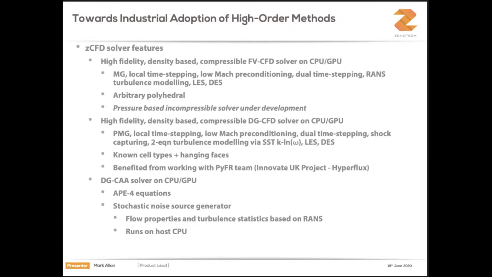Our DG solver tends to mimic most of the capabilities in the finite volume solver. So rather than geometric multigrid, we use polynomial multigrid, or multi-poly if you prefer. We have local time stepping and low Mach number preconditioning, all for convergence acceleration. And again, we use dual time stepping for time accuracy. We also have shock capturing, and we have a two-equation turbulence model. We use the SST k-log-omega version. And we can run LES and DES as well. The DG solver is restricted to non-hanging cell types. However, we do handle hanging faces on Cartesian meshes.